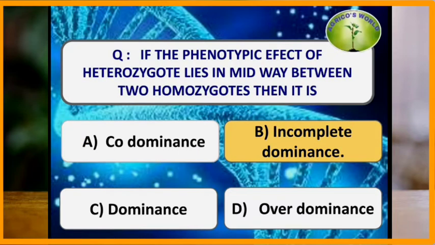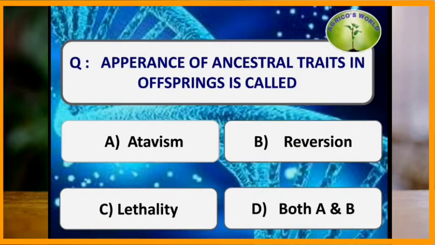If the phenotypic effect of the heterozygote lies midway between the two homozygotes, it is called incomplete dominance. In codominance, all the alleles of the gene contribute equally to the phenotype of the heterozygote. When coming to overdominance, it is the superiority or inferiority of the heterozygote over either of the homozygote parents.